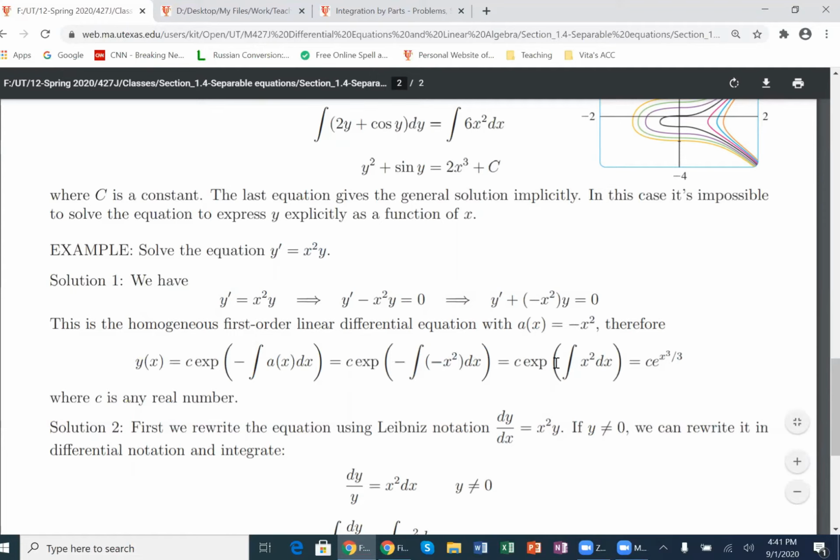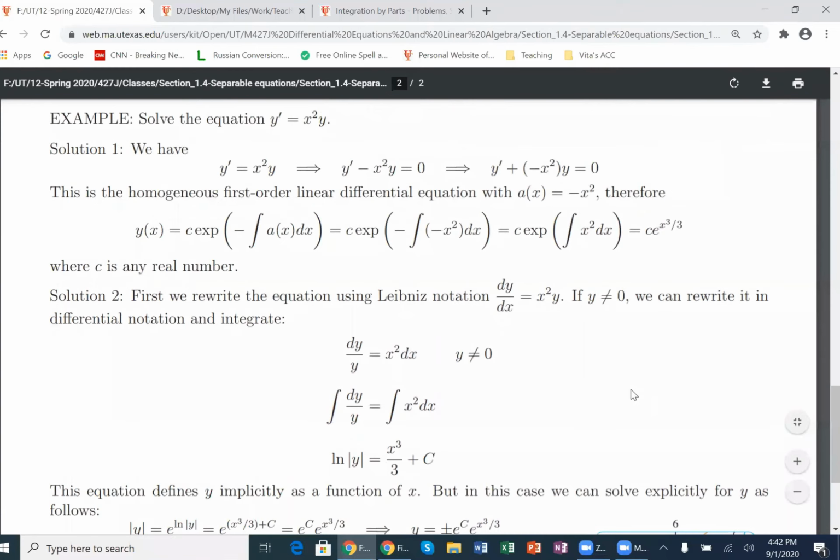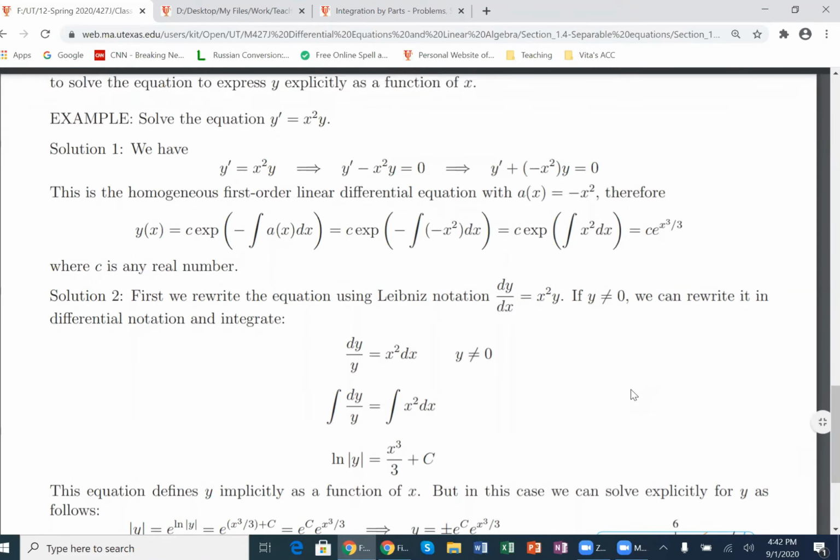Minus times minus is plus. The antiderivative of x squared is x cubed over 3. The problem is completely solved. This is the general solution of our equation. However, we can apply the separation of variables method. But now we have to consider two cases.